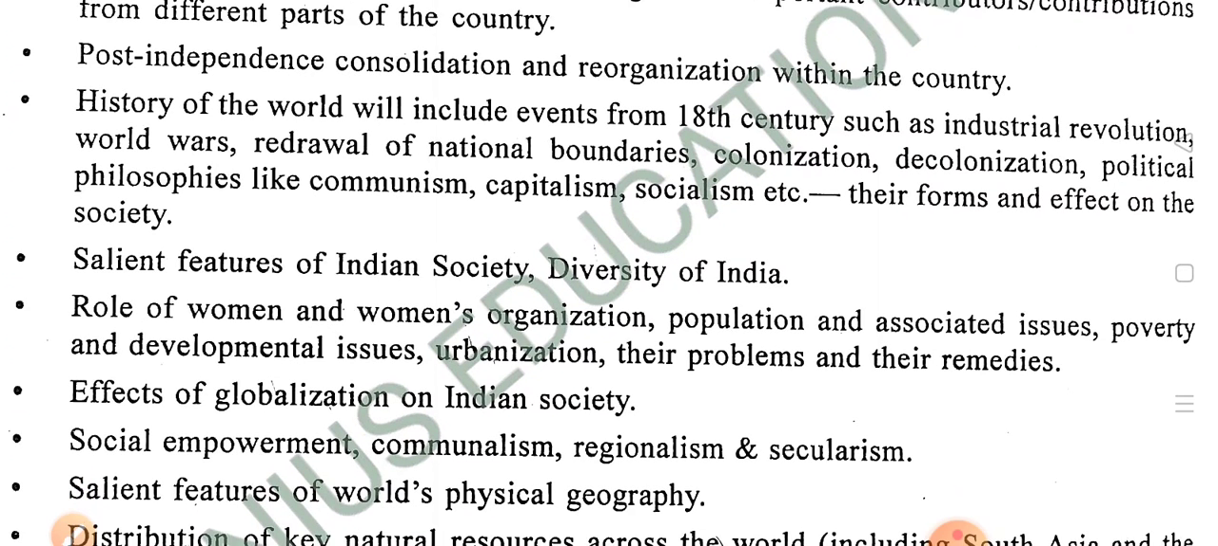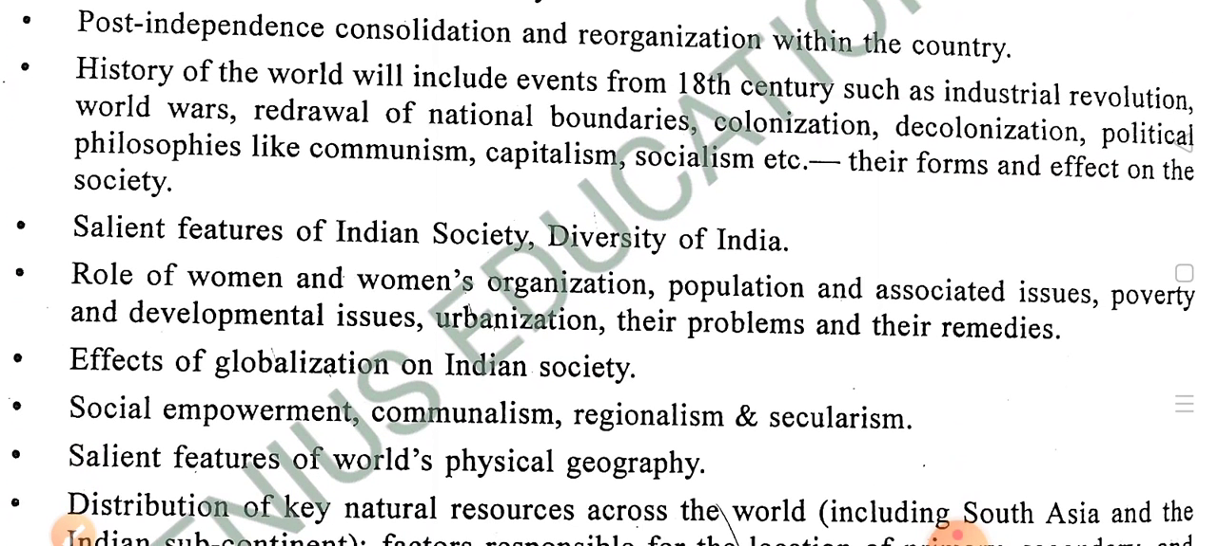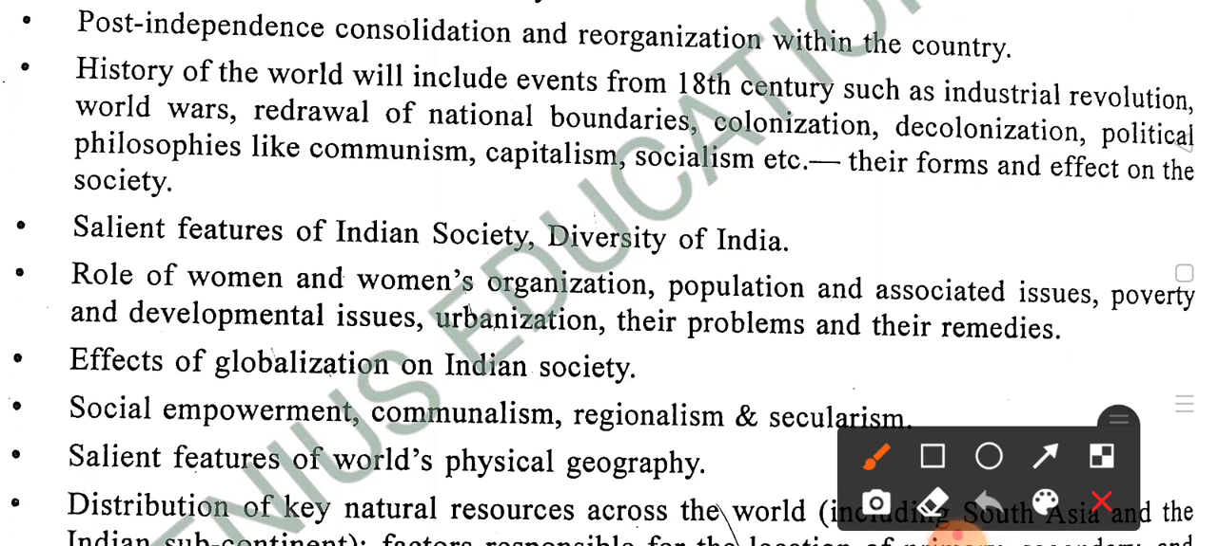Next is the history of the world, which includes events from the 18th century such as the Industrial Revolution, world wars, World War first and World War second, and what the causes of World War first and second were. And what was the impact of World War first and second all over the world, like on Germany, and others.